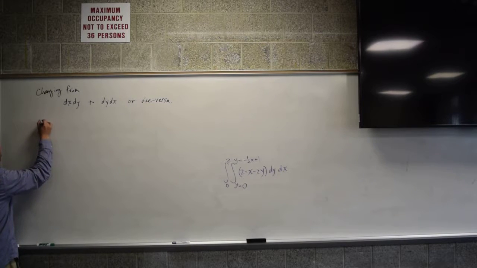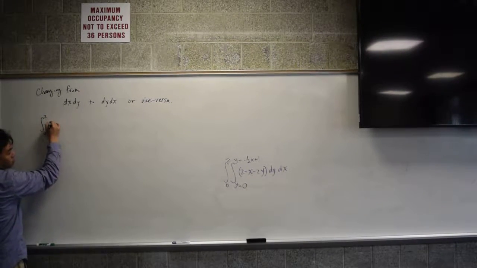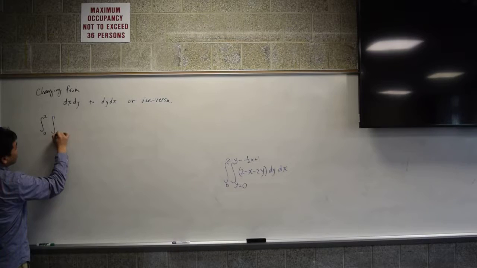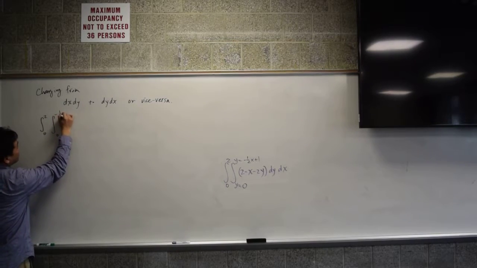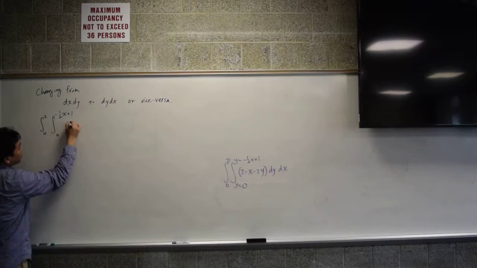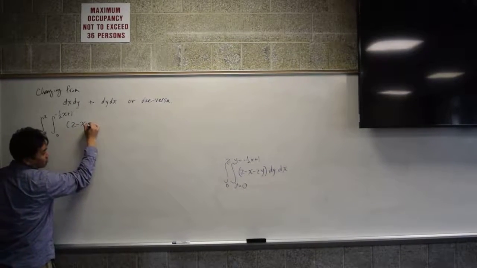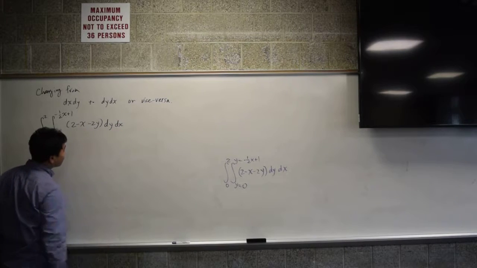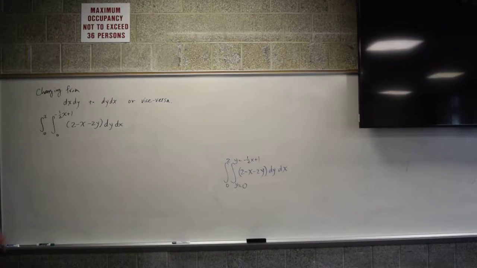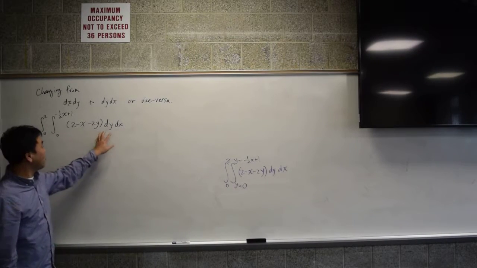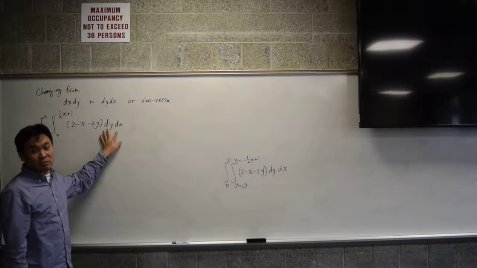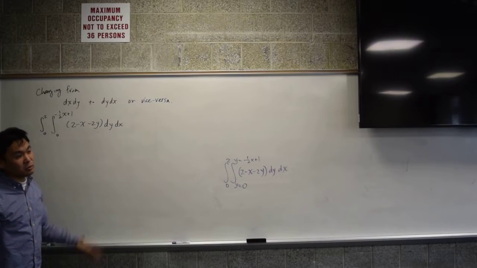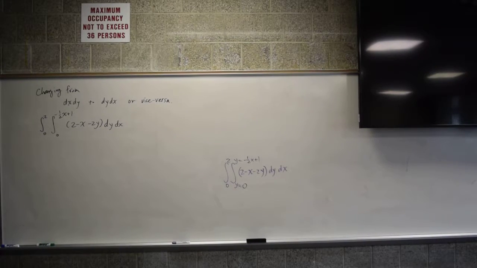All right, so take the integral from 0 to 2, then from 0 to negative 1/2 x plus 1, of 2 minus x minus 2y dy dx. Let's say you have this integral and you want to change dy dx into dx dy. What do you do? Here's what you do.